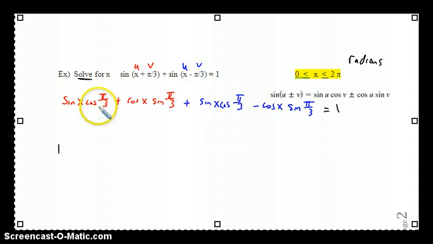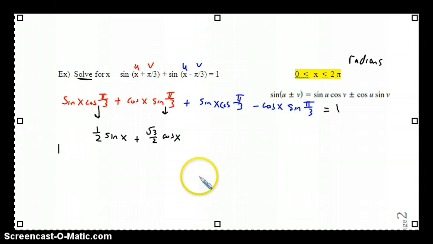Now I'm going to do this part first. I'm going to do the cosine of pi over 3. Cosine of pi over 3 is half. So it's going to be half times the sine of x. Then I'm going to do this portion first, so it's going to be plus. Sine of pi over 3 is square root of 3 over 2, and then cosine of x. Okay, bring down the plus sign.